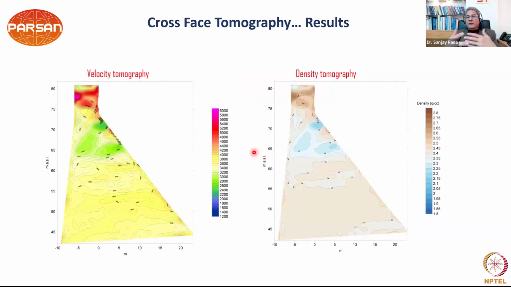Then what we get is, of course, P-wave velocity. Engineers are sometimes interested in density rather than just P-wave velocity to understand it better. So using the Gardner equation, we can change this P-wave velocity to density. And you can see this is the velocity tomography, and now you have the density tomography.